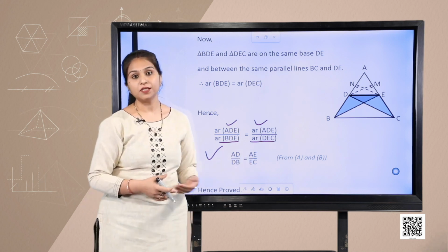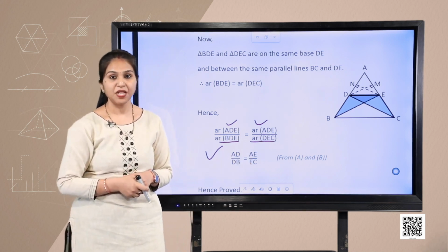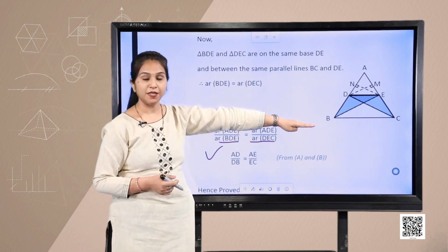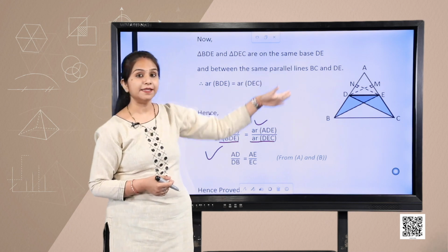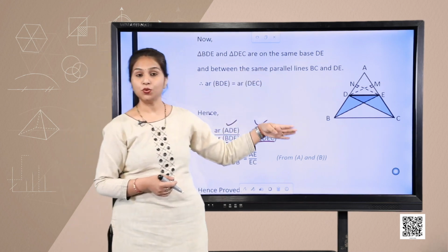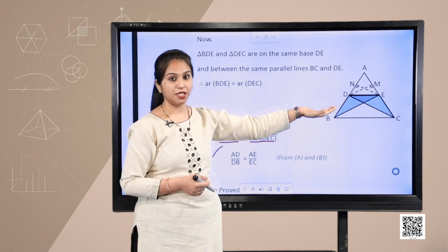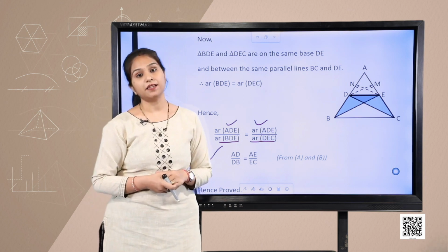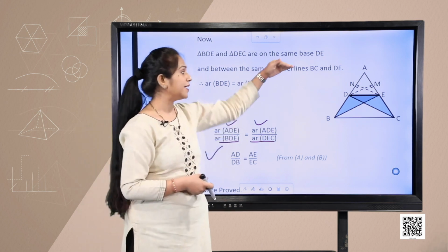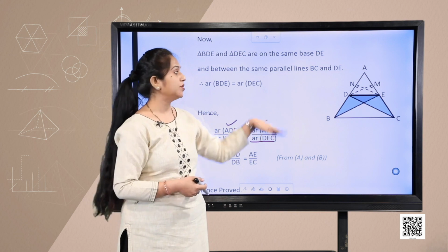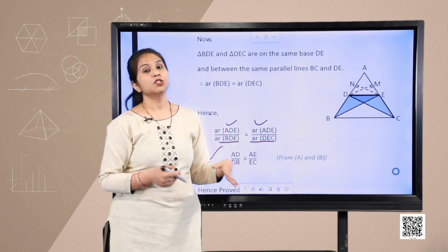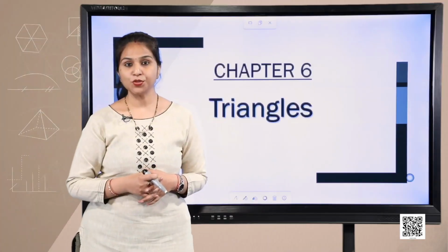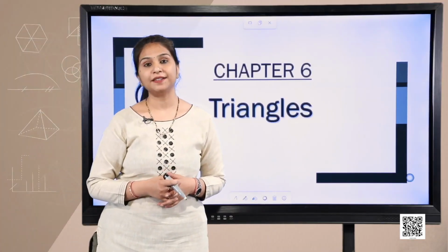So children, with this we have completed our theorem: when there is a line DE which is parallel to BC and this line DE intersects AB and AC at two distinct points, that is D and E, then this line segment divides AB and AC in an equal ratio, that is AD upon DB is equal to AE upon EC. So this is the basic proportionality theorem. With this note, we have completed the basic proportionality theorem.